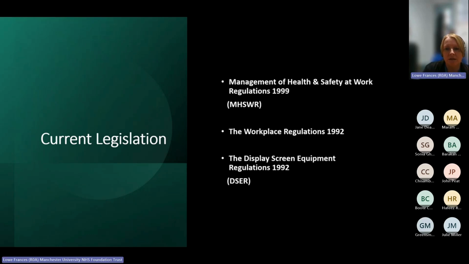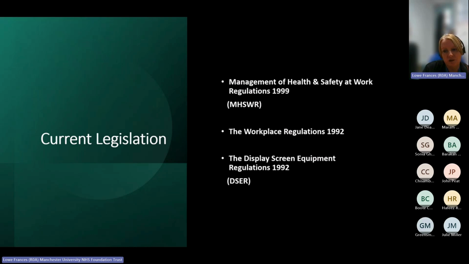There's the Management of Health and Safety at Work Regulations. These were put in place to ensure that the employer's main duties were fulfilled. These include assessing health and safety of the workforce and acting upon risks, appointing competent people to oversee the workplace health and safety as well.